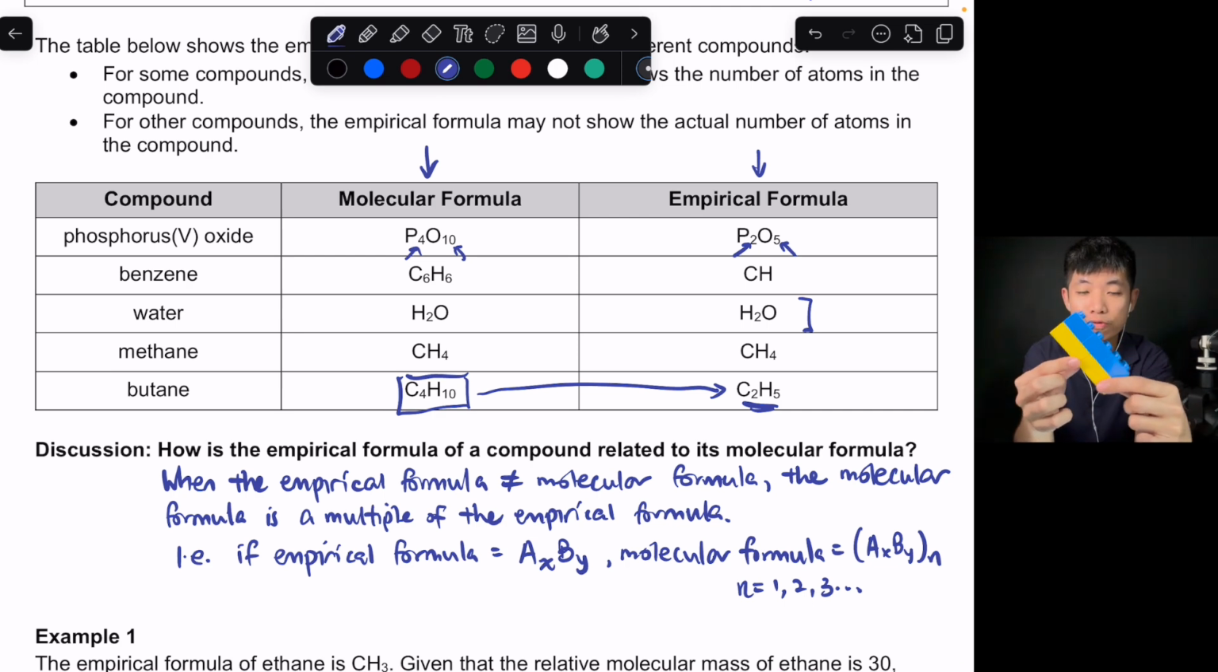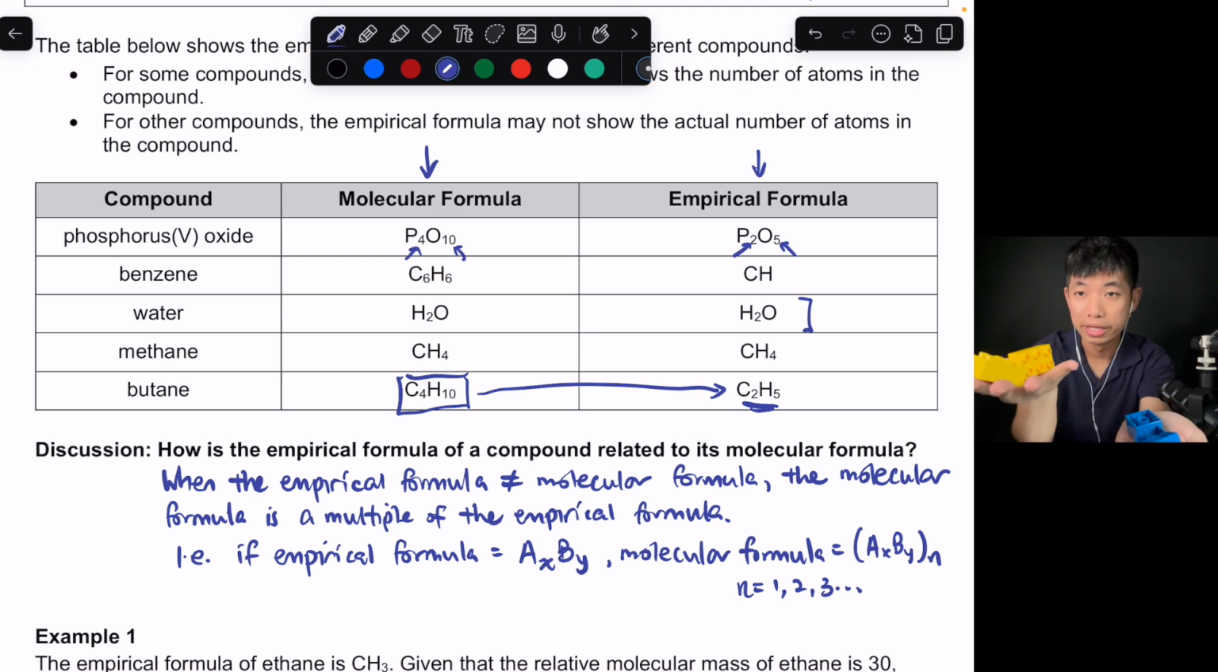So let's take this Lego for example. This Lego can be seen as being made out of 2 elements, one blue, one yellow, the top and bottom. And I do not know what ratio they are combined in. So we'll carry out what we call elemental analysis. Let me break this apart.